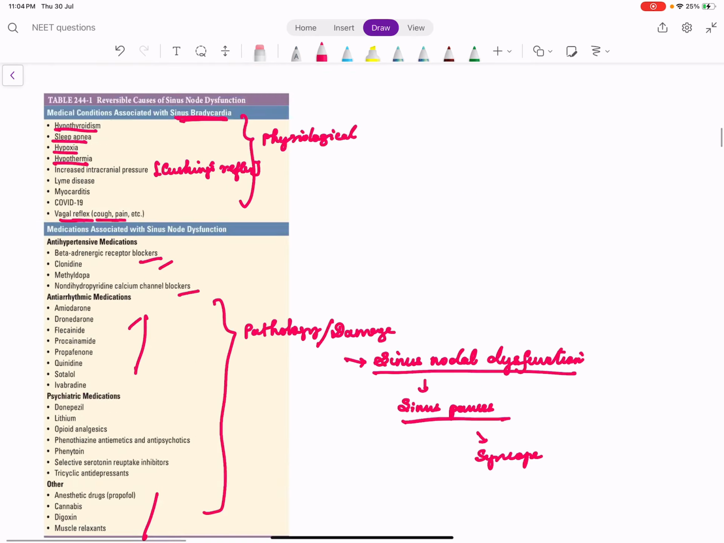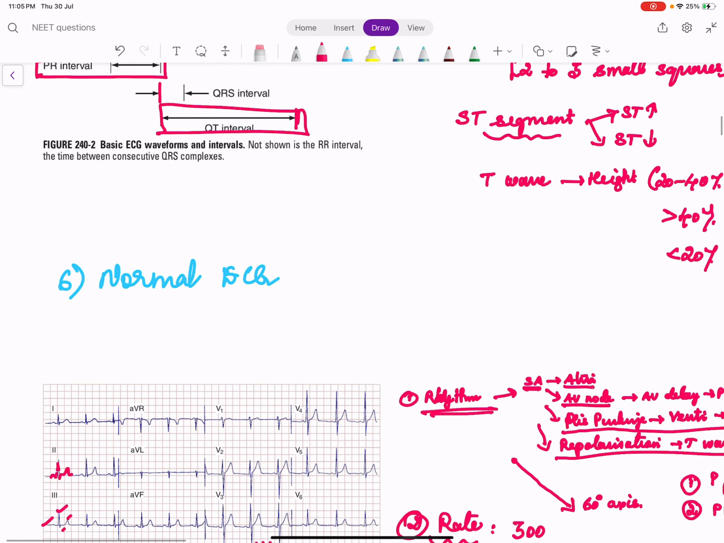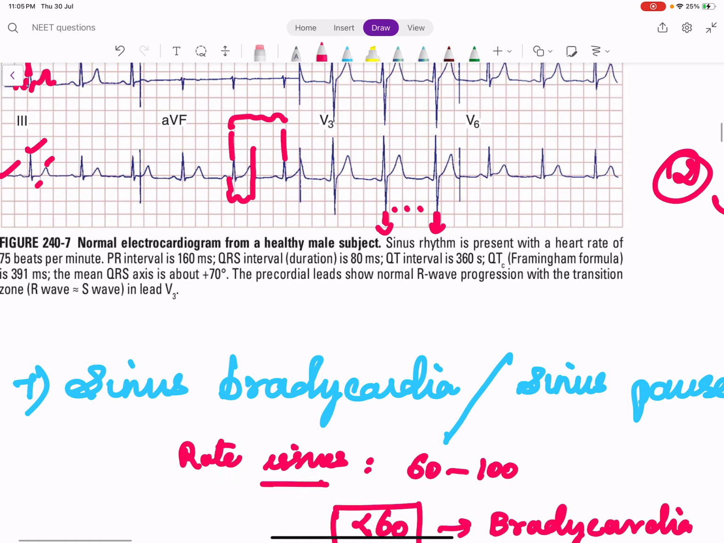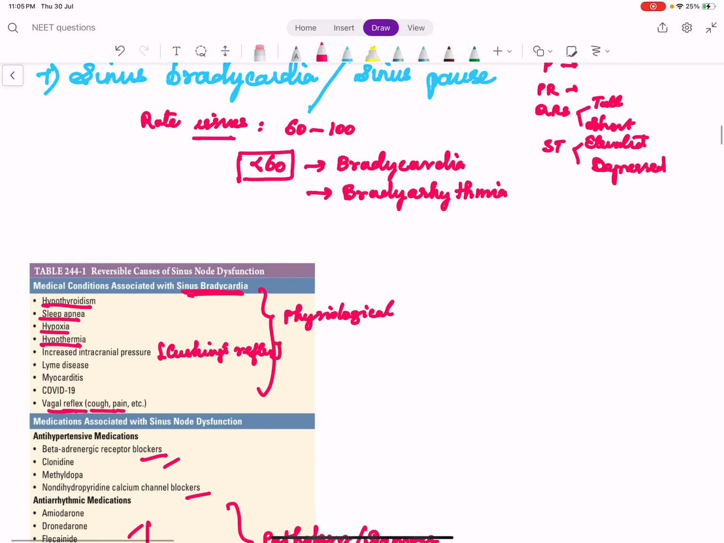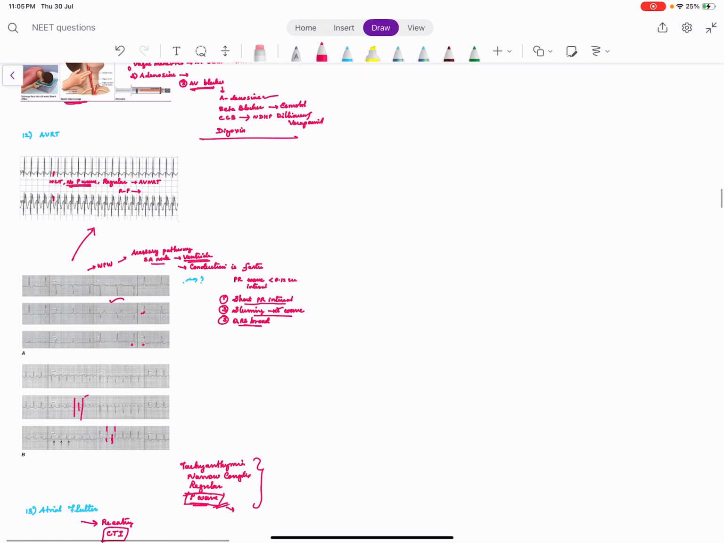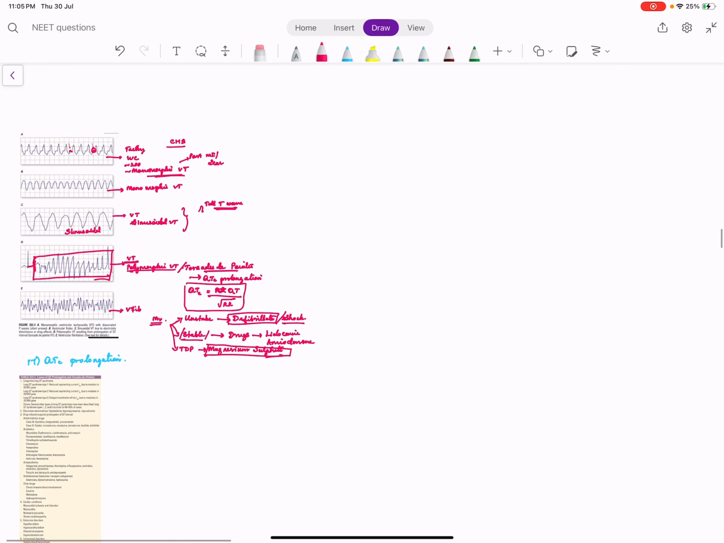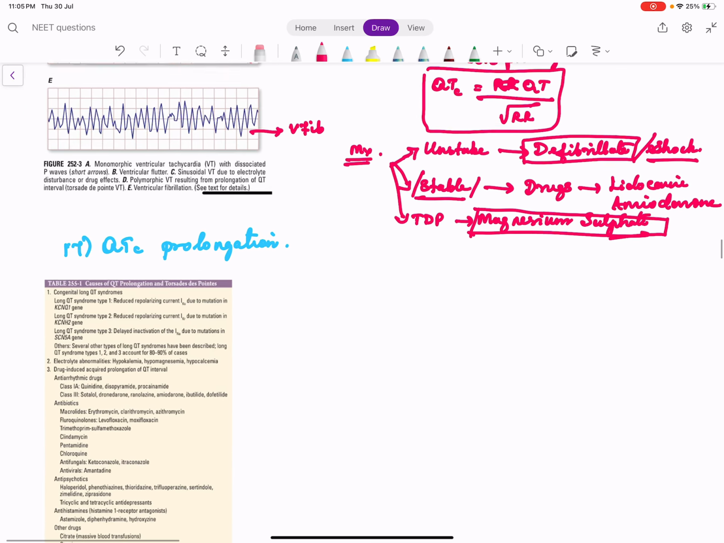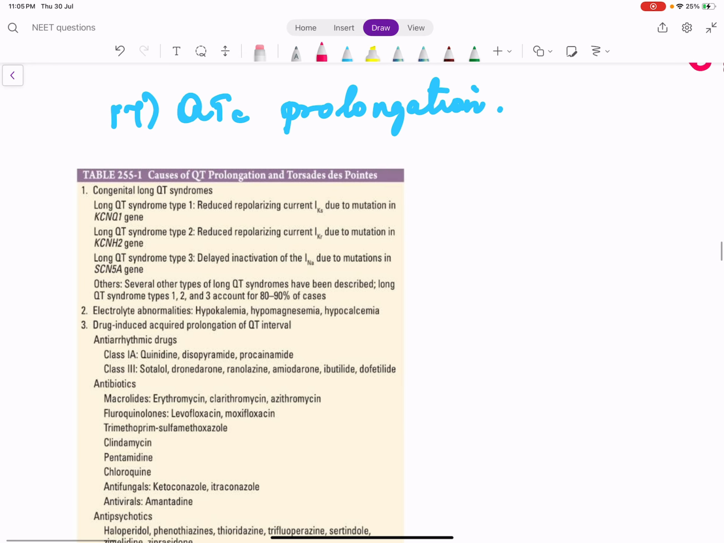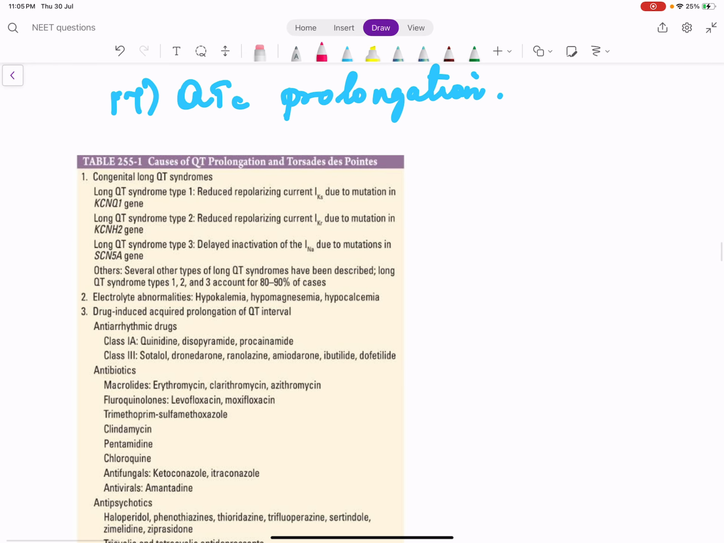We'll go to the normal ECG which we saw earlier. See the R wave, QT is here. See here the QT interval is less than 50% of the RR interval. So this is a normal QT. This is the quickest tip to identify QT prolongation. Of course, there are formulas like Bazett's formula to calculate it. QT prolongation is again a very important concept because it breaks down into torsades de pointes.